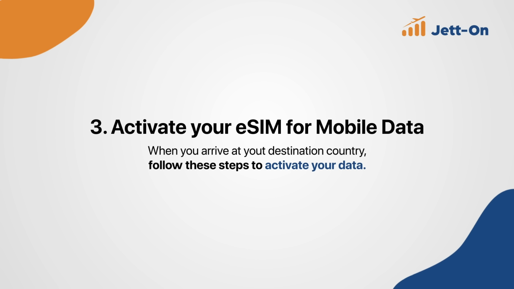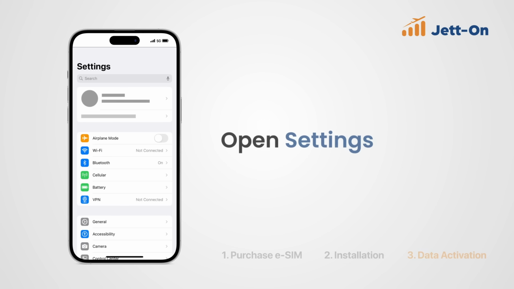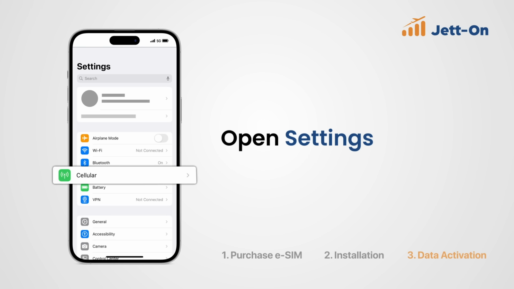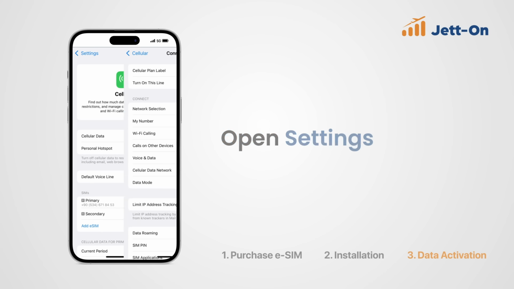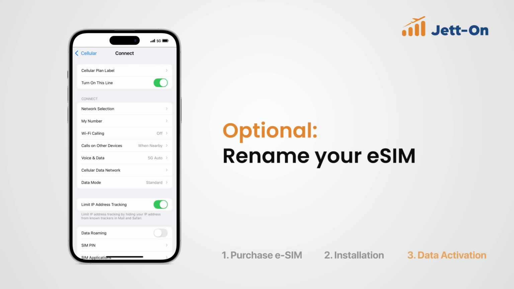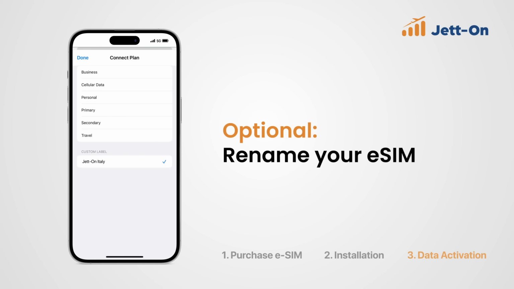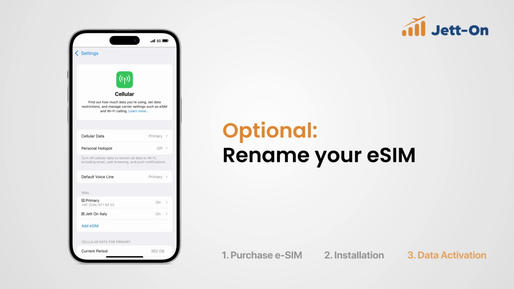Now let's activate your eSIM for mobile data. You can complete these settings once you arrive at your destination country. Next, open your iPhone settings to finalize your eSIM setup. If you haven't already, we recommend giving your new eSIM a name like Jett-On for easier identification.